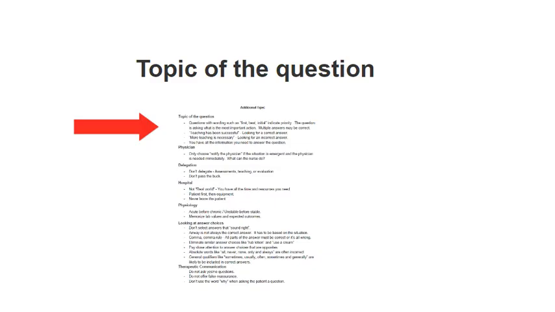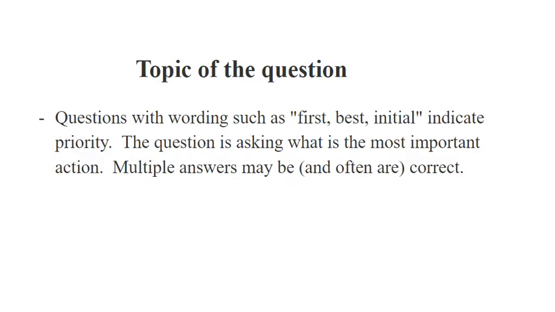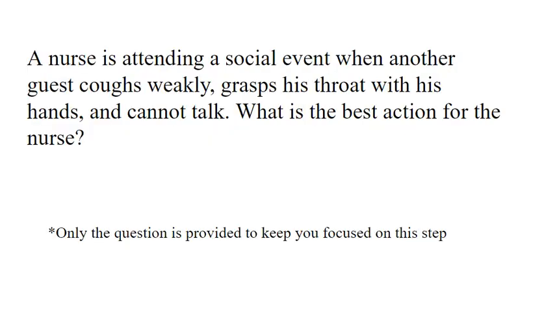So this is a screenshot of page 1 of the general test strategy tips that's available to you on my Nursing Success shell under modules. We're going to go through most of these tips right now in this video. So topic of the question. Questions with words such as first, best, and initial indicate a priority situation. The question is asking what is the most important action you can do. Multiple answers may be and usually are correct. So you need to find the best choice in that situation.